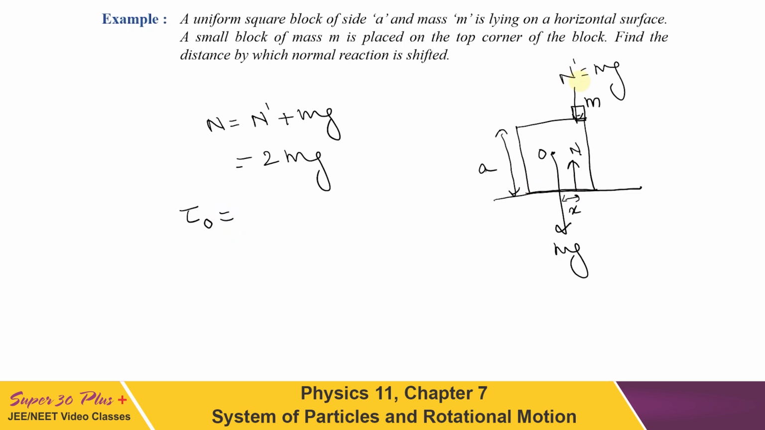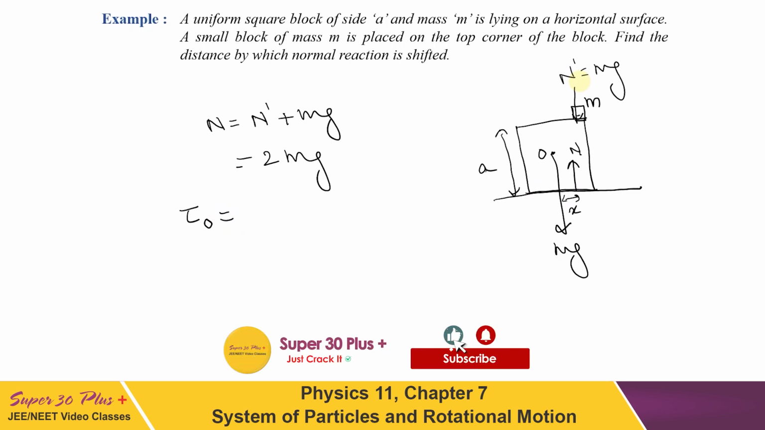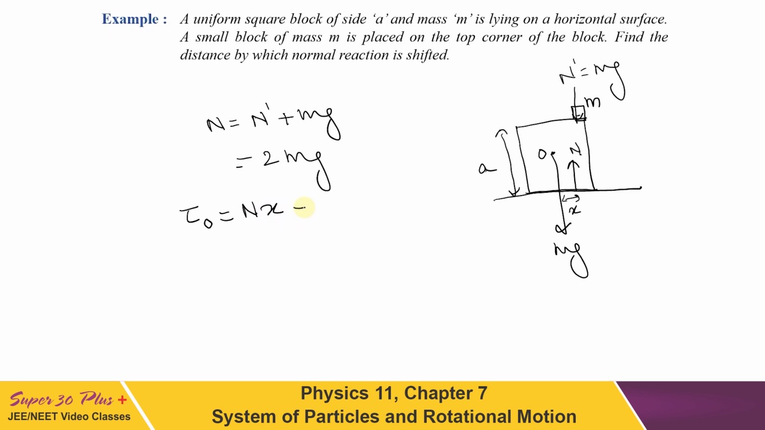So if it has to be in equilibrium, these two torques have to be equal to 0. Let us write the torques first. For N, torque has to be equal to N multiplied by x. And for N dashed, it has to be equal to N dashed A by 2, since the upper block is very small, so its dimension can be neglected. Now if I substitute the values, 2mgx minus mg A by 2. Now on solving, this will give x to be equal to A by 4.